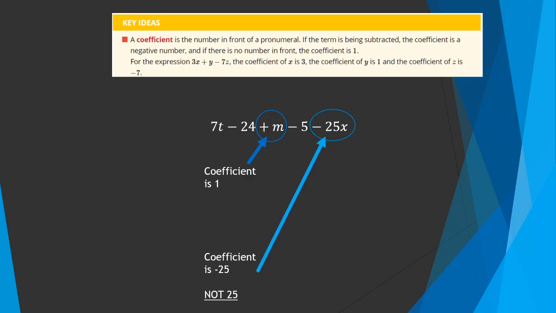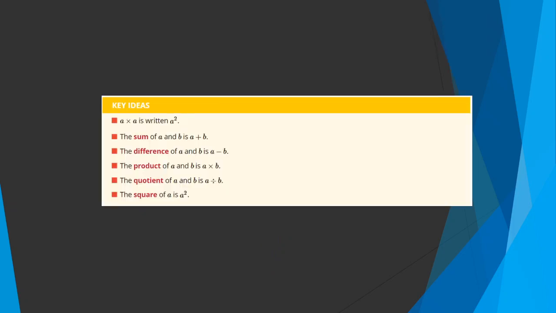be negative 25. In the key ideas for this exercise, there are a lot of things here that I'm assuming you would already know, just a few key words. When we're talking about the sum of two pronumerals, we're talking about adding them together. The difference is subtracting them. The product is multiplying them. The quotient is dividing them.